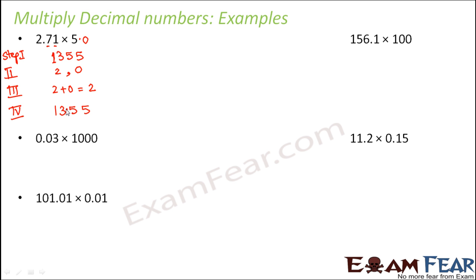So if I place the decimal here, then the number of digits after the decimal point is 2. So 13.55 would be the answer.